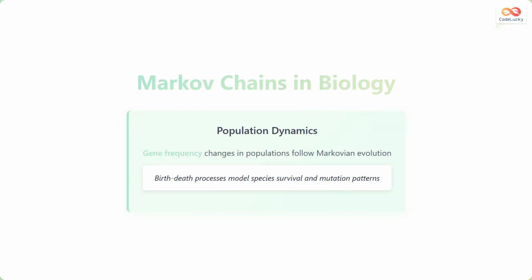Let's investigate the applications of Markov chains in biology, particularly in population dynamics. Gene frequency changes in populations can be modeled as following Markovian evolution. This means that the frequency of a particular gene in a population changes over time, and the probability of the next frequency depends only on the current frequency. Birth-death processes, which model species survival and mutation patterns, are examples of this. These processes can be analyzed using Markov chains to understand how populations evolve and adapt over time.